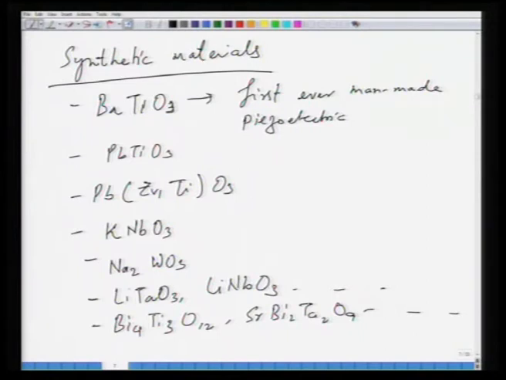You can have many other naturally occurring materials, such as bone, which is also piezoelectric. It has some piezoelectric effect, and also wood represents a piezoelectric material.